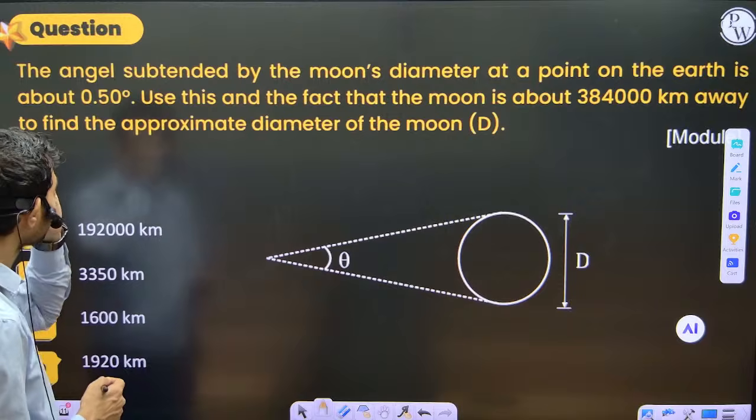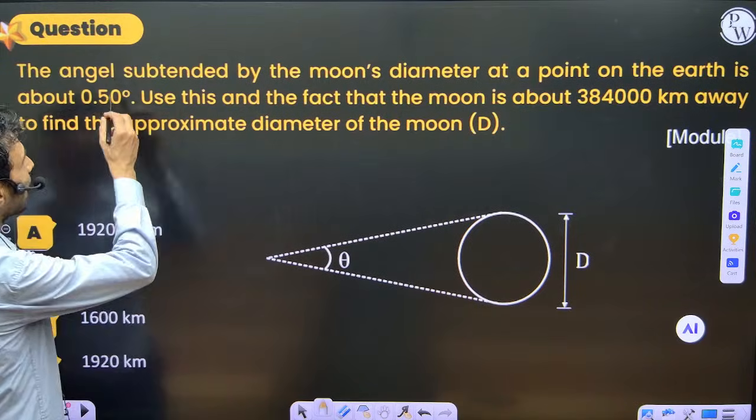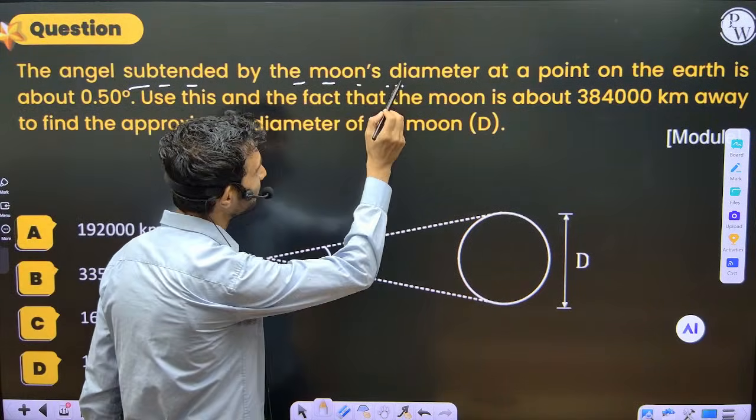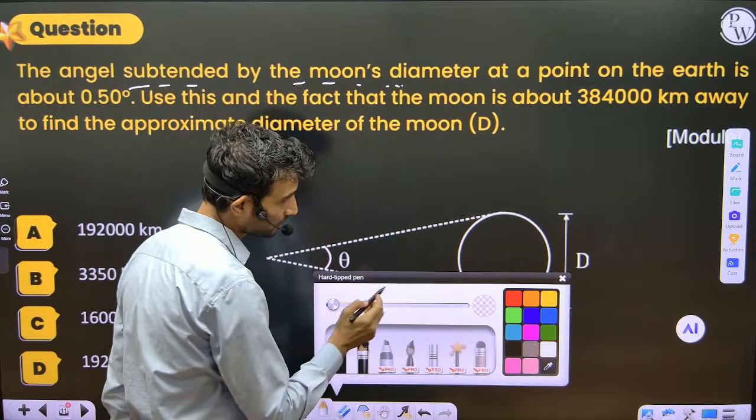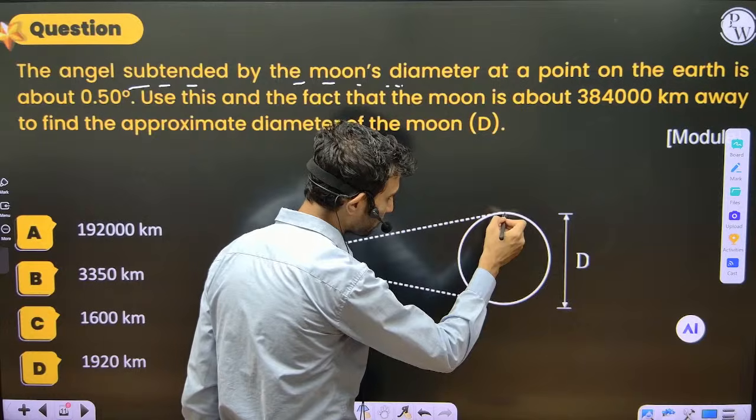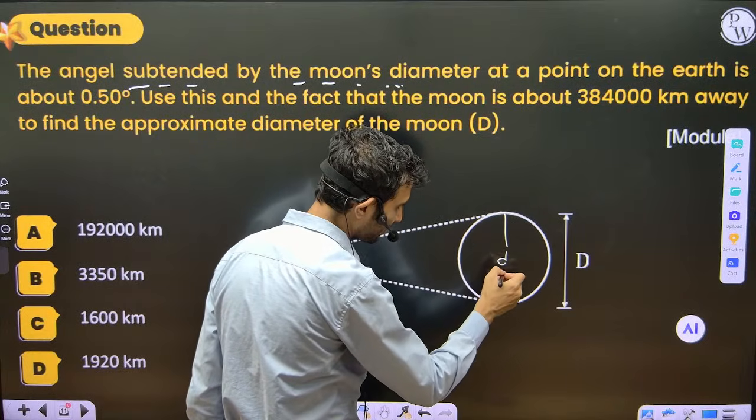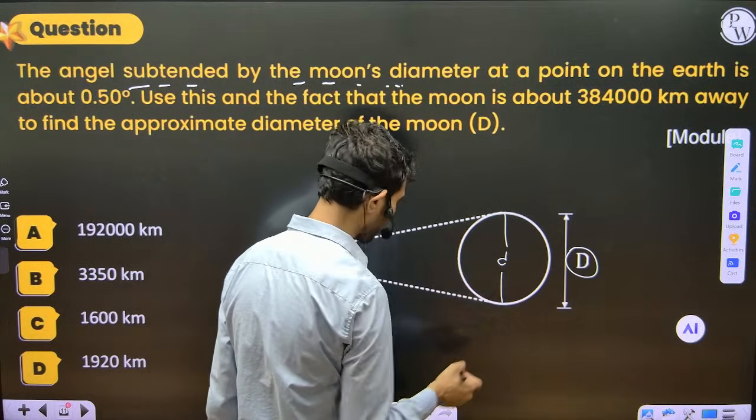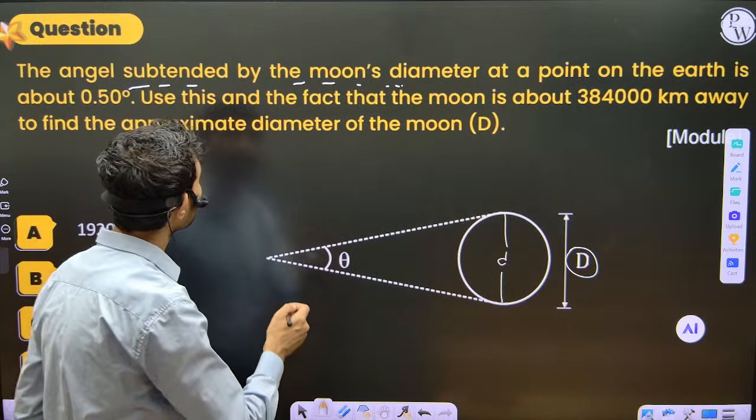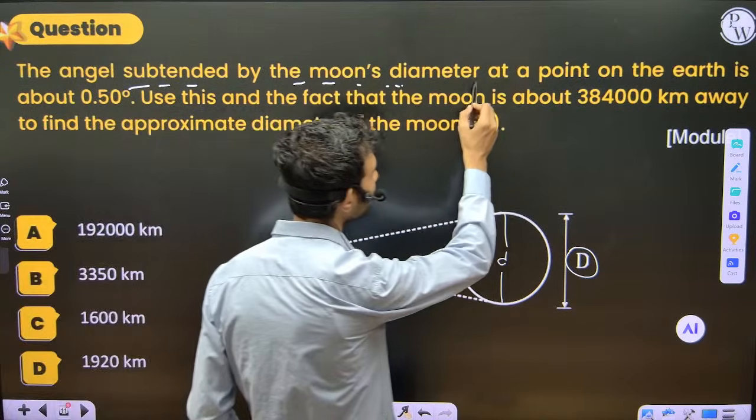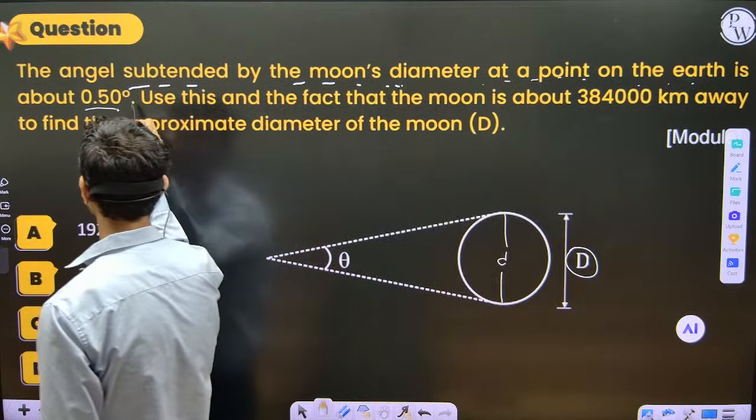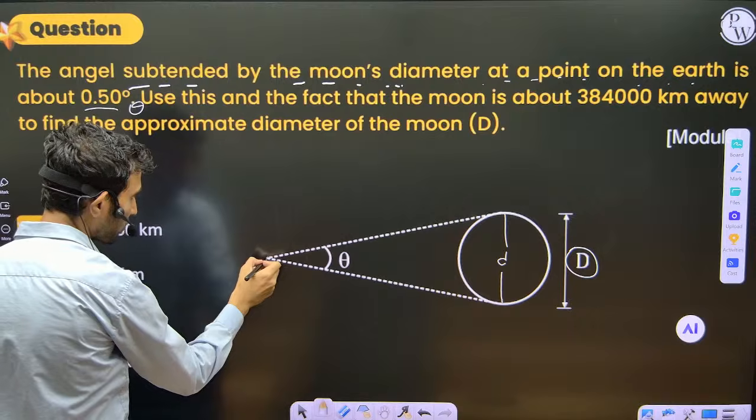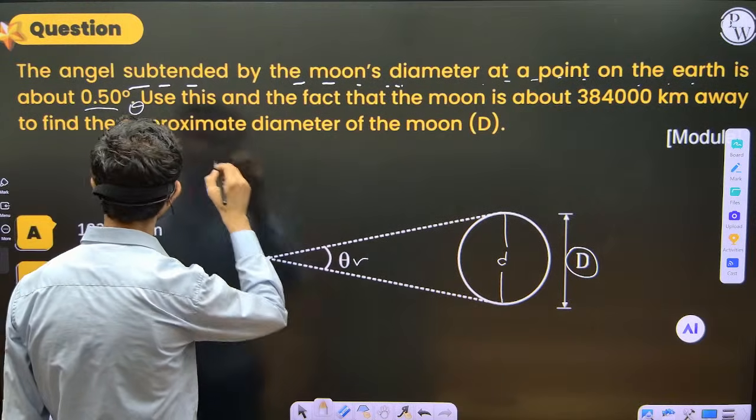what we have here is the angle subtended by the moon's diameter. So what is the moon's diameter here? The moon's diameter is this d, which is given to us. The angle subtended by the moon's diameter at a point on the earth is about these many degrees, theta. So at this point, the angle subtended theta is given to me, right?